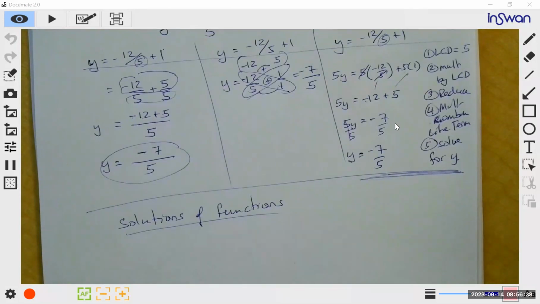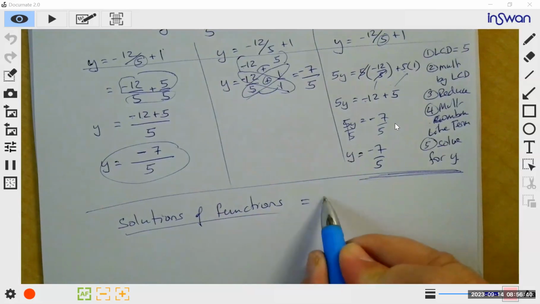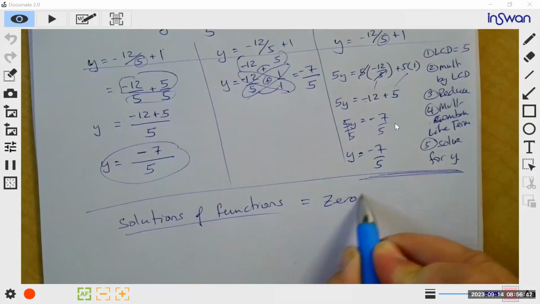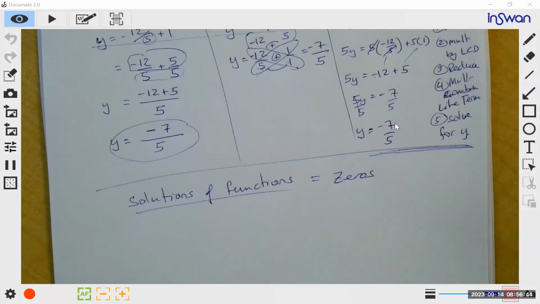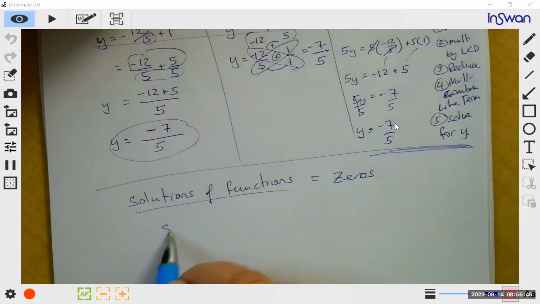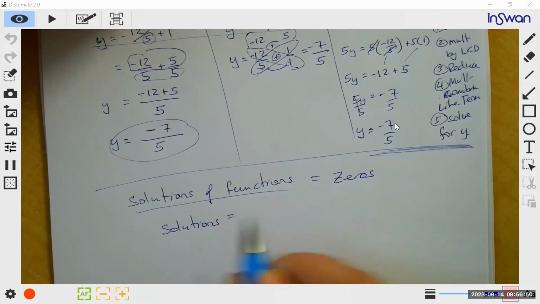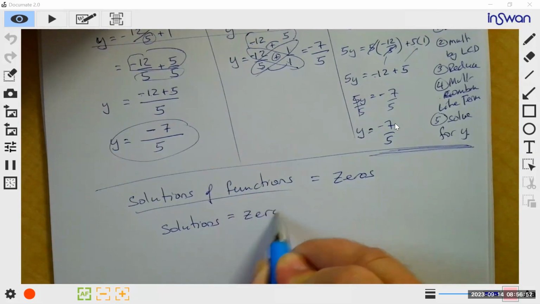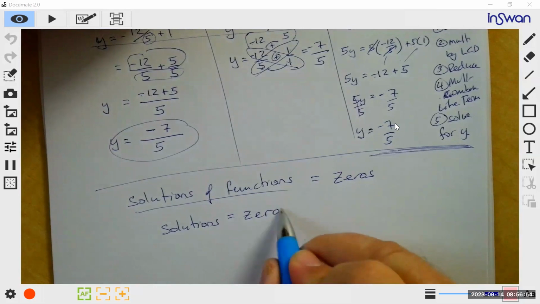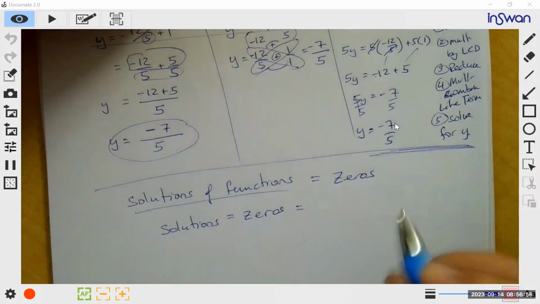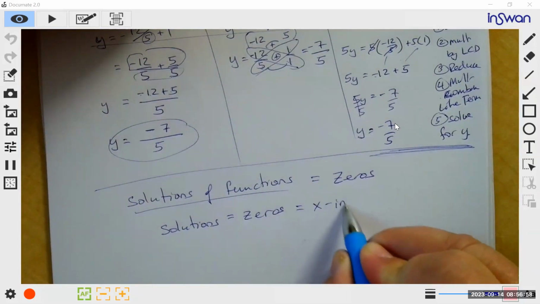Solutions of functions, we call those zeros. So the word solution is synonymous with zeros, which is also synonymous with the x-intercept.